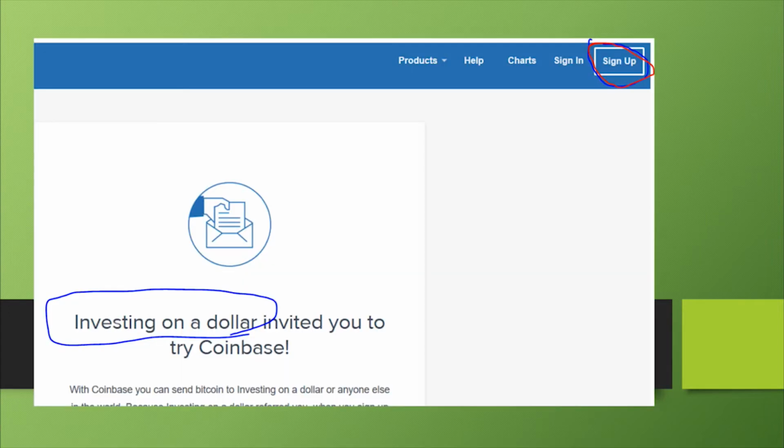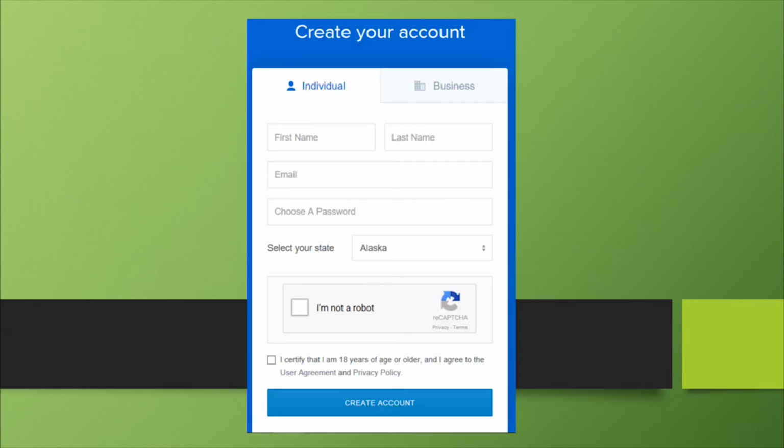We're going to take some screenshots here. First thing to do is you follow a link in my description. It'll shoot you to this landing page on Coinbase. Notice it says invest on the bottom left, highlighted in blue. Makes it pretty simple. And upper right, just click sign up. Create your account, first name, last name, really simple.